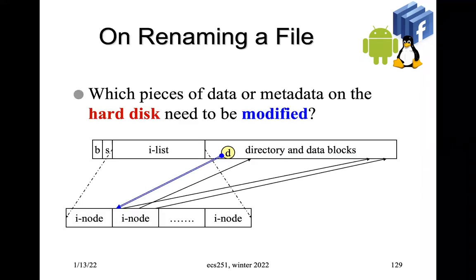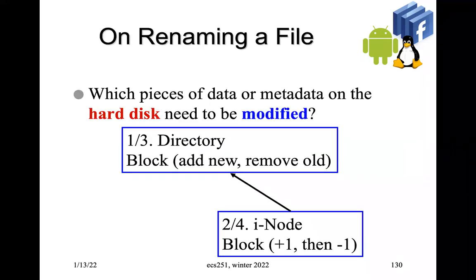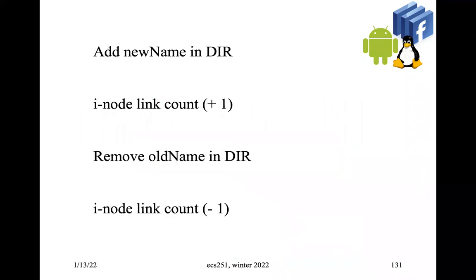And the thing is, how do I actually rename a file? In this case, I don't even need to worry about the free block bitmap or free inode. I'm just going to look at the directory block and inode block, because right now I have two blocks. They both involve adding and removing. And the order looks like this.